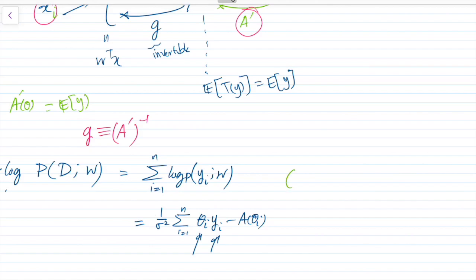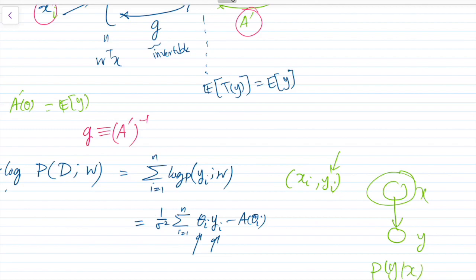Remember, every time we get a pair of xi and yi, this is the probability distribution I'm assuming. I'm not modeling the joint. I'm only modeling p(y given x), so I don't care about modeling x. For me, x is just some feature, some number. So this is indexed by i because it's a function of xi.